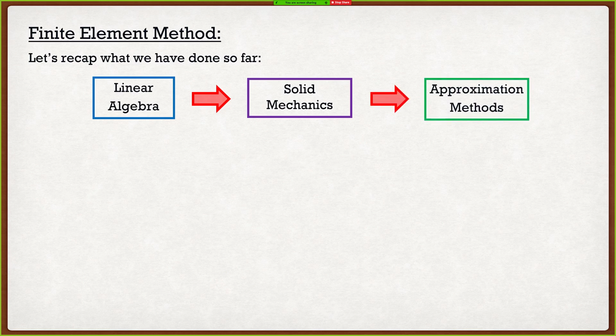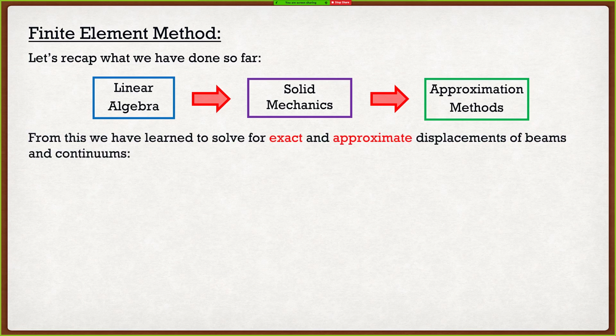So then we moved into the topic of approximation methods. In this topic, we said, all right, I have a beam. It's governed by the following differential equation. I can apply either the Rayleigh-Ritz method or the method of virtual work to obtain an approximate solution. It was really nice because for that approximate solution, we actually didn't need to solve a differential equation. So far in this course, if we were to wrap it up, we have now learned to solve for exact and approximate displacements of beams and continuums.